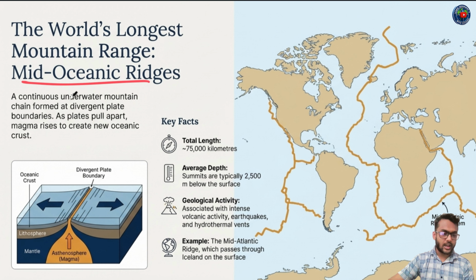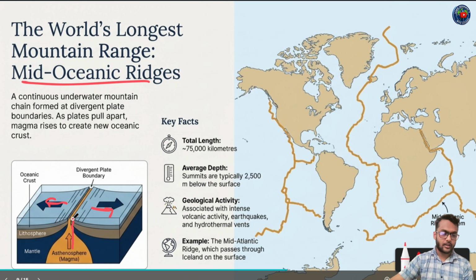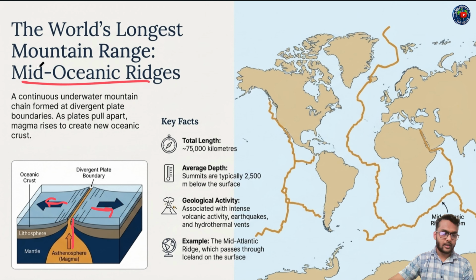A continuous underwater mountain chain formed at divergent plate boundaries. As plates pull apart, magma rises from the asthenosphere to create new oceanic crust and creates the mid-oceanic ridge.